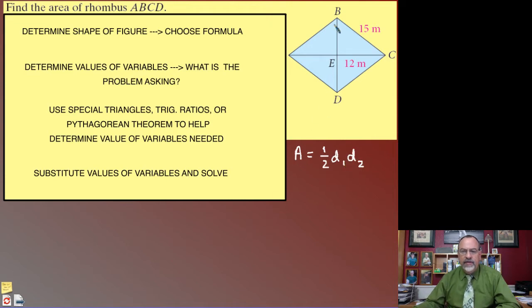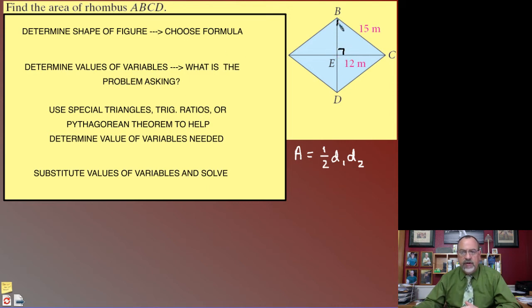So that means I need to determine the length of BD, which is a diagonal, and then the length of this segment here, which is a diagonal. And I want to remember some things about diagonals when I'm looking at this. The diagonals are perpendicular, so all of these little triangles in here are right triangles. Let me use a different color here.